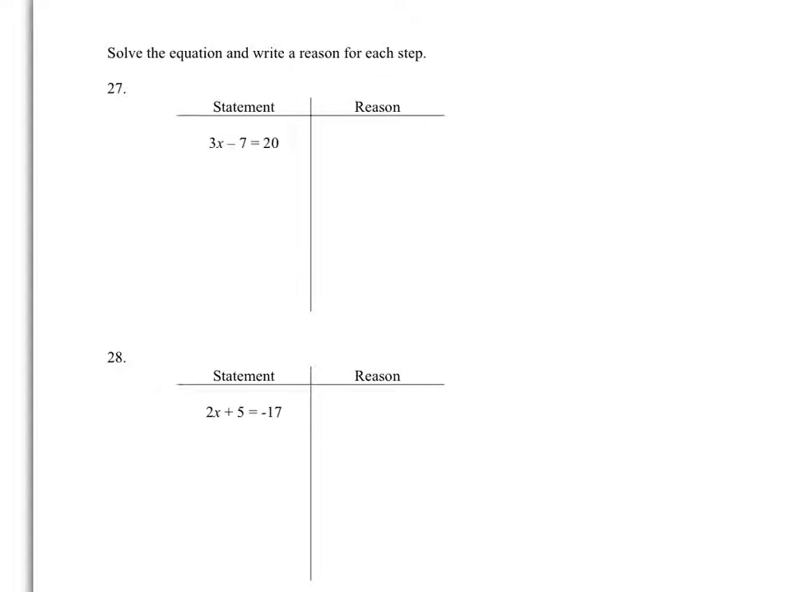All right, so that covers the first half of Chapter 2. The last half of Chapter 2 is all about proofs, and we start with algebra proofs. This is solving an algebra equation, something you already know how to do, but what we learned is how to set it up as a proof and give reasons. So, number 27, we start off with 3x minus 7 equals 20. What's our reason for that? It's given. It was just already there.